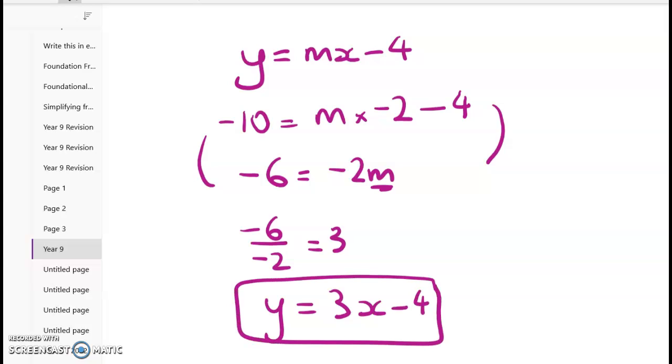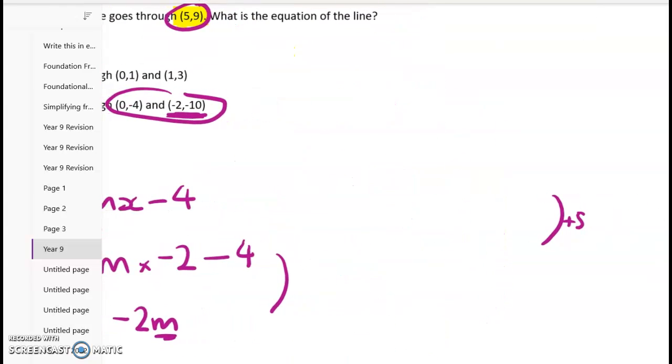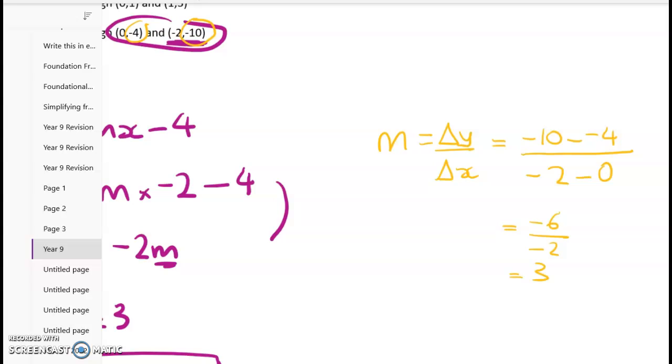So there you go. That's doing it the substitution way. Finding the gradient directly should give me the same number. So let's do it that way now. m is the change in y over the change in x. So we can go from one to the other. So -10 minus -4. Made these numbers quite hard to keep you guys awake. Divided by -2 minus 0 gives me -6 over -2, which is 3. Okay, so 2 methods for you to do that.